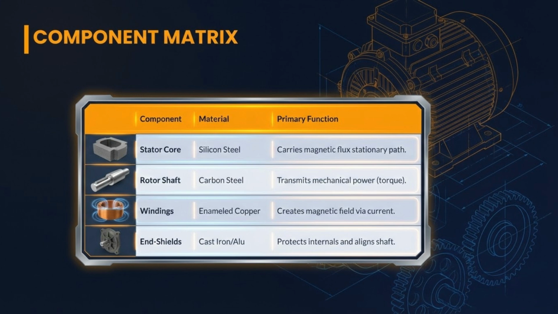The stator core is silicon steel, the rotor shaft is carbon steel, windings are enameled copper, and end shields are cast iron or aluminum.